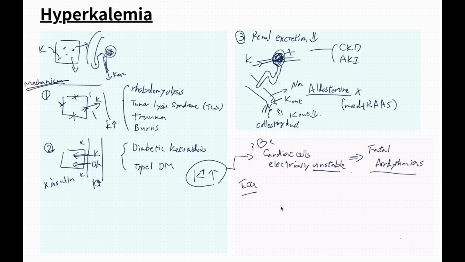The most characteristic ECG finding is tall peaked T waves. As hyperkalemia worsens, PR prolongation, QRS widening, and eventually a sine wave pattern, ventricular arrhythmia, or cardiac arrest may occur. These ECG changes signal imminent danger and require urgent intervention.